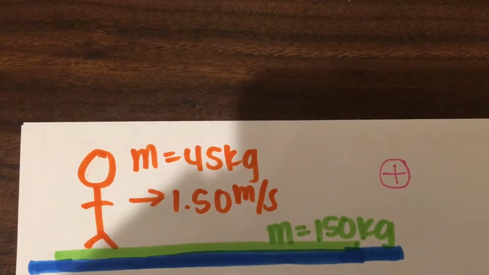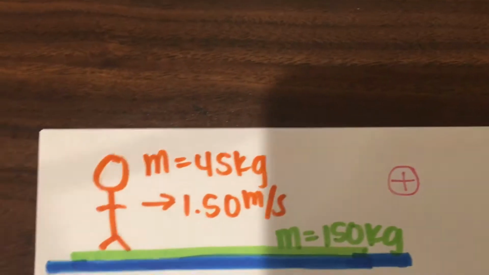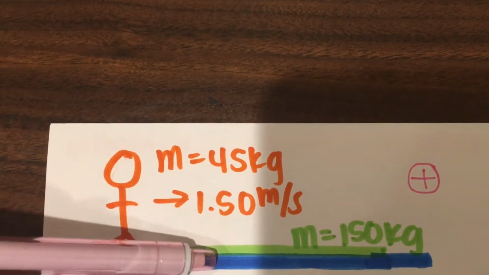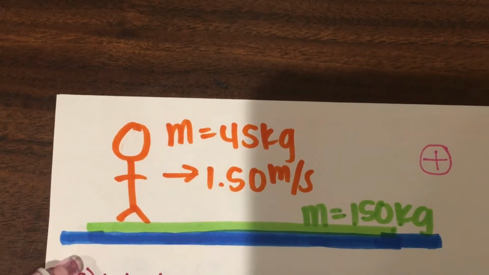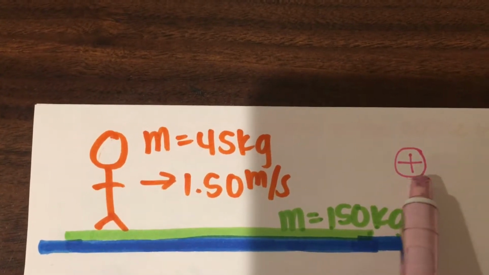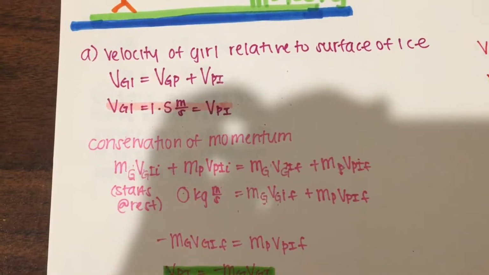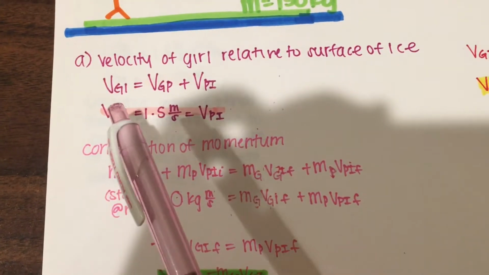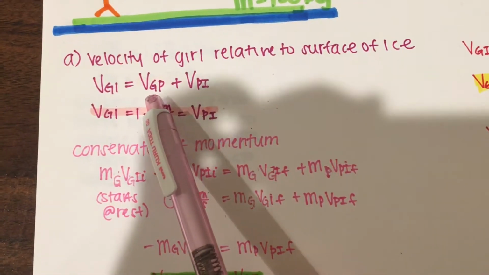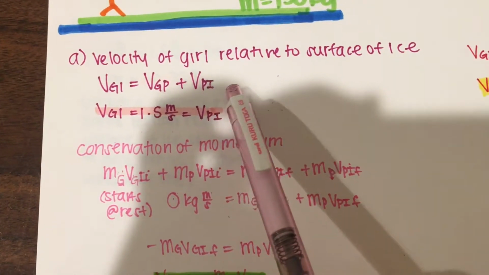First, we're going to illustrate what is happening in our problem. Essentially we have a girl who's walking on this plank that's on ice, and the plank on the ice is frictionless. This side is going to be positive and this side is going to be negative. Essentially, the velocity of the girl relative to the surface of the ice is equal to the velocity of the girl relative to the plank plus the velocity of the plank relative to the ice.